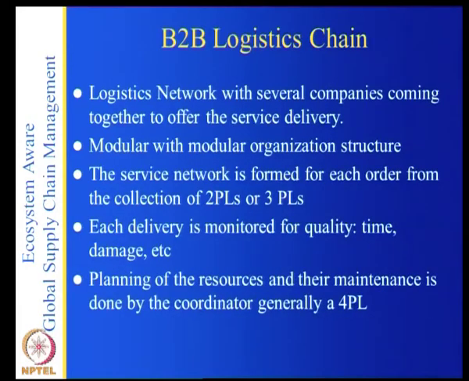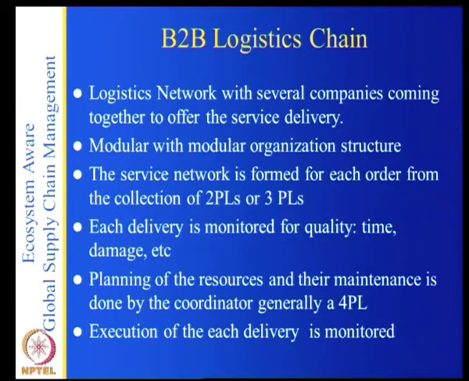And planning of the resources and their maintenance is done by a coordinator called the 4PL. 4PL is fourth party logistics player. He is asset free. In other words, he is like an orchestrator. He doesn't own any assets, but he just manages. He is responsible for the delivery, but he doesn't own any assets. So the execution of each delivery is monitored.